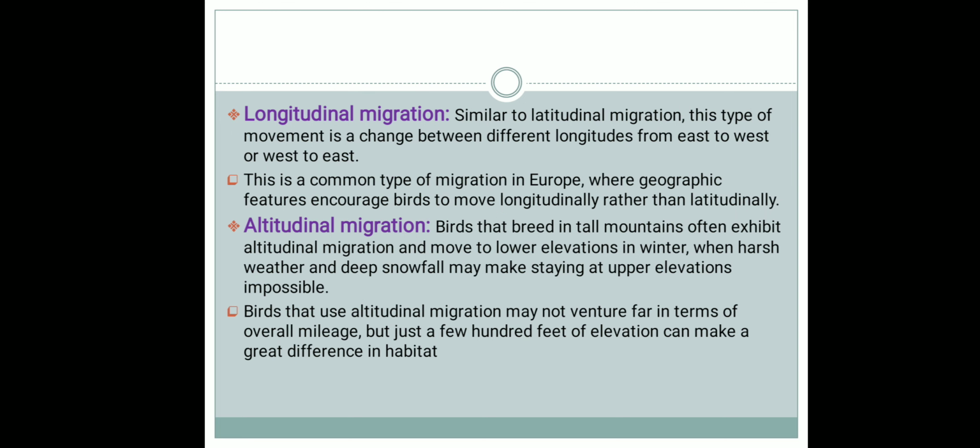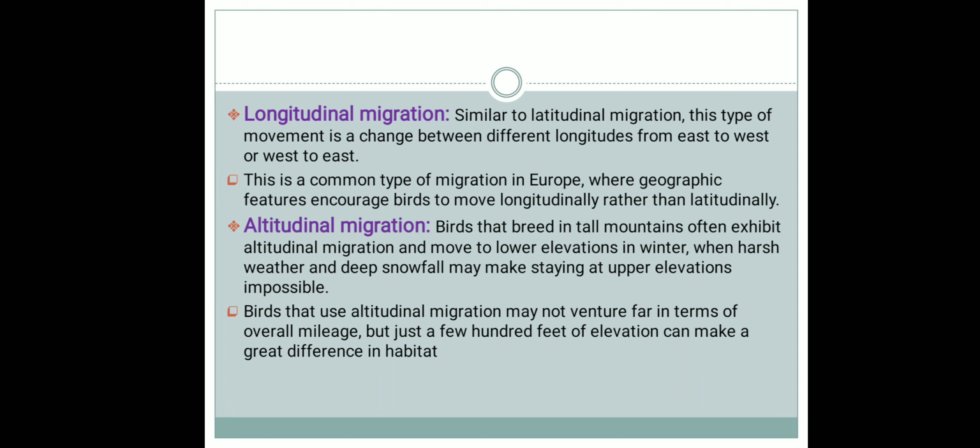Fifth, longitudinal migration. Similar to latitudinal migration, this type of movement is a change between different longitudes, from east to west or west to east. This is a common type of migration in Europe where geographic features encourage birds to move longitudinally rather than latitudinally.